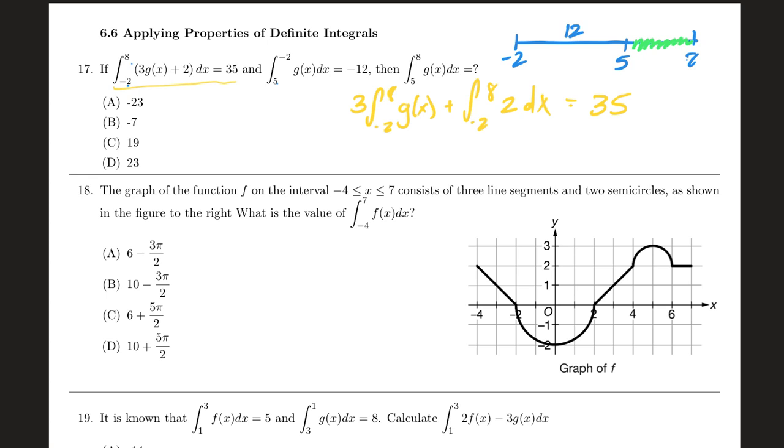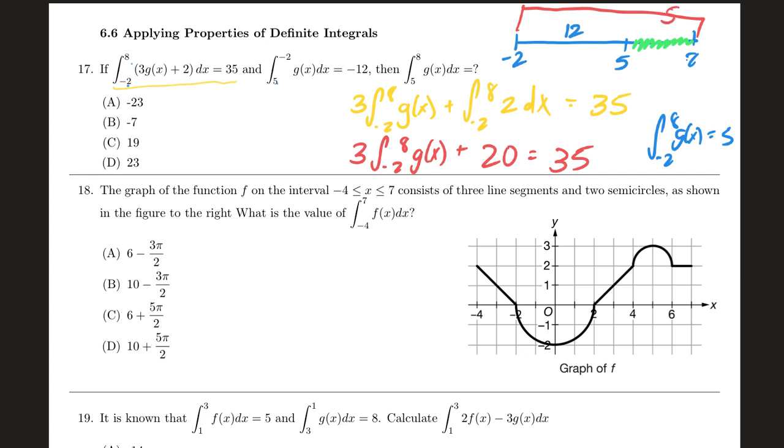All right, so our equation looks like this. This is 3 times the integral from -2 to 8. The integral from -2 to 8 of 2 is going to be 2x, 16 minus negative 4, which is 20. Subtract 20 to the other side, that gets you 15. Divide by 3, that gets you 5. So the full integral from -2 to 8 of g of x equals 5. So what does that green section have to be? When you go from 12 down to 5, that is going to be -7.